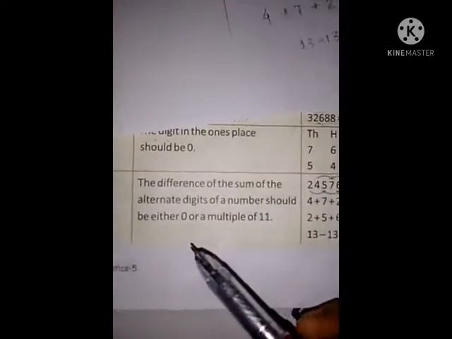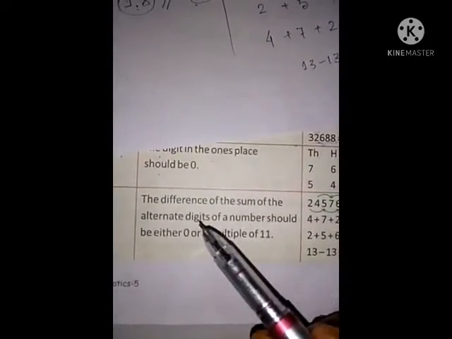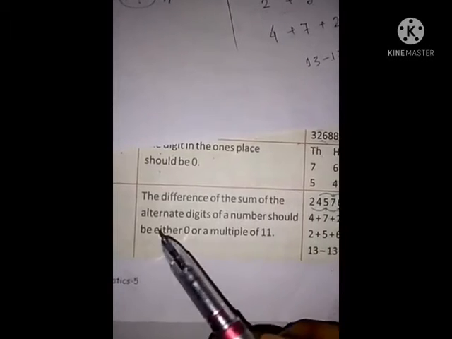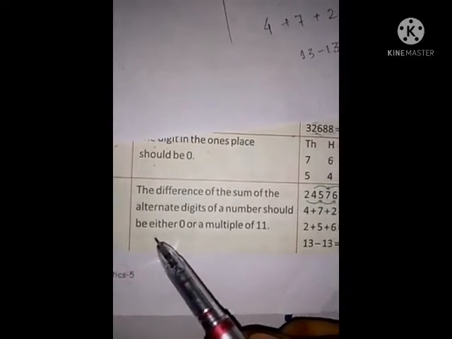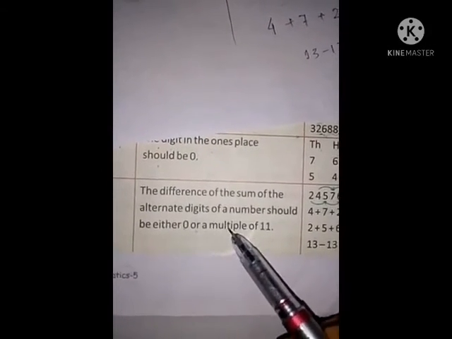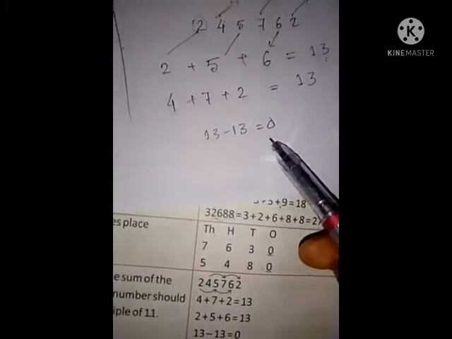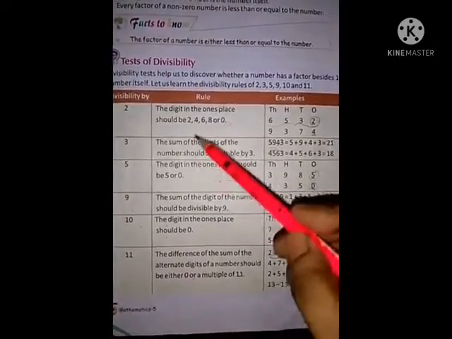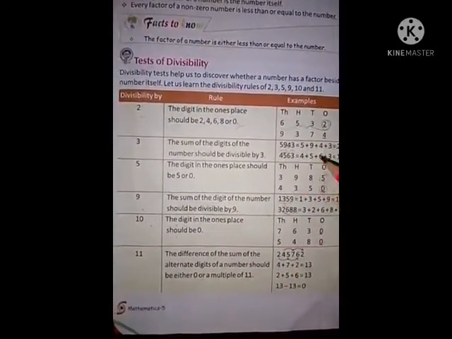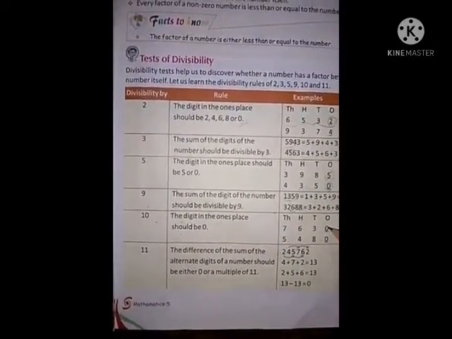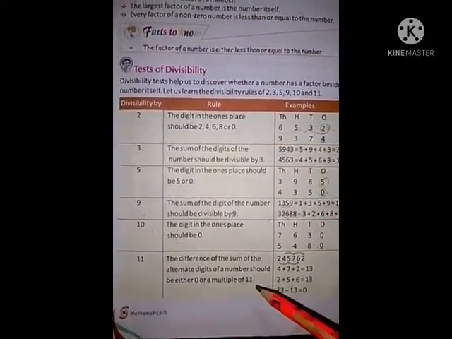According to the rule, the difference of the sum of the alternate digits of a number should be either 0 or a multiple of 11. Here we got 0. So we can say that this number is divisible by 11. Understand? So students, by following this rule, we have to do the sums. Okay, you have to remember the rules.